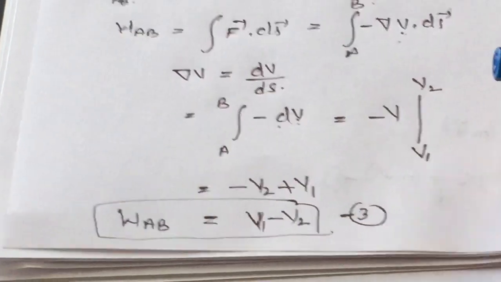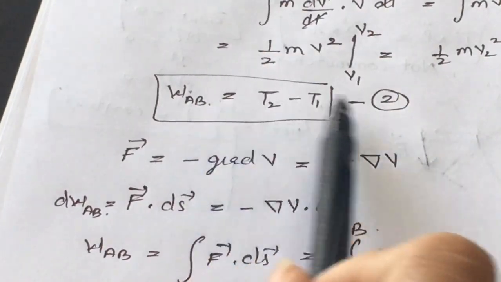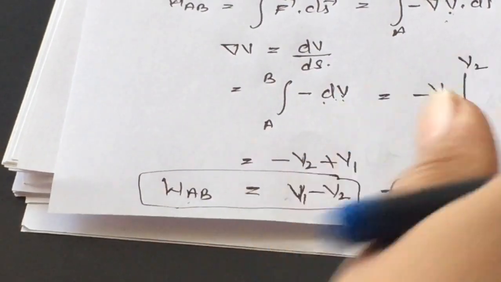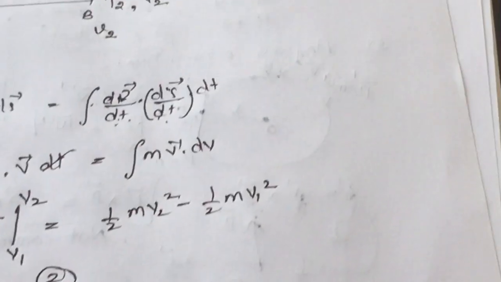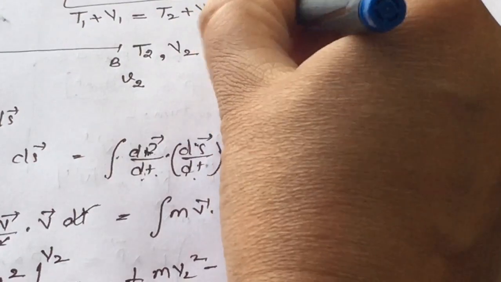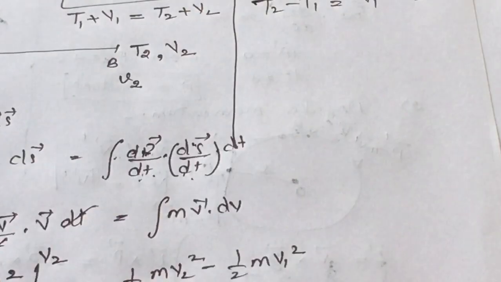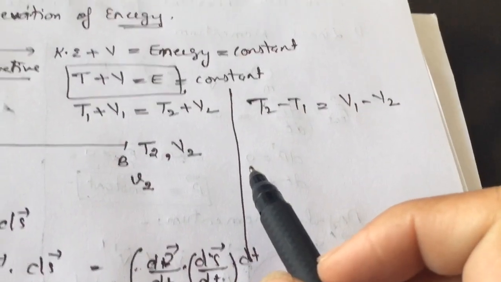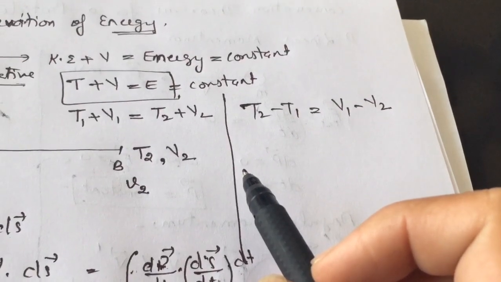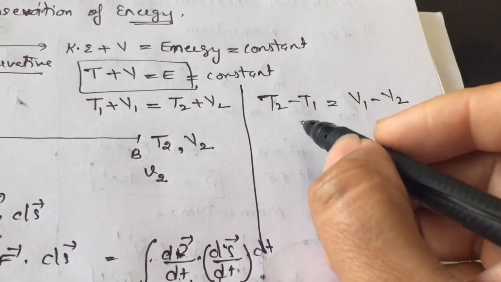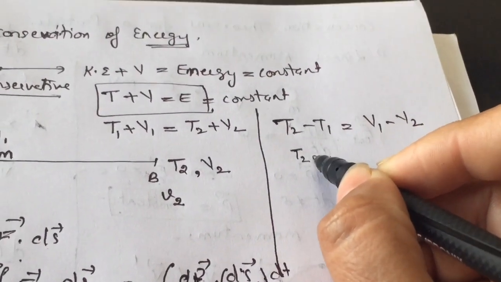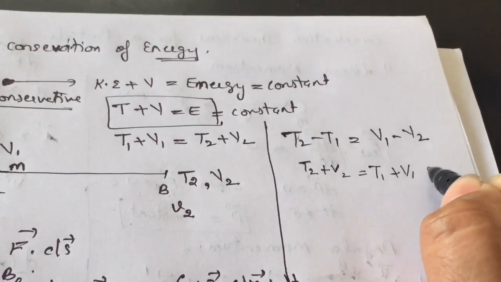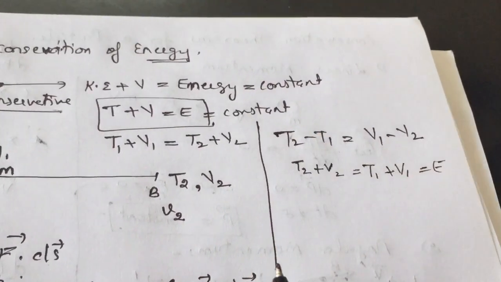We find that equation number 2 is giving the work done from A to B, and equation number 3 is also representing the work done from A to B. It means these both work dones are the same quantity. Hence we get T2 minus T1 is equal to V1 minus V2. The terms with subscript 1 represent the initial kinetic energy and the initial potential energy, and terms with subscript 2 represent the final kinetic energy and final potential energy. Hence, if we rearrange these terms, we get T2 plus V2 is equal to T1 plus V1, that is, the total initial energy is equal to the total final energy.